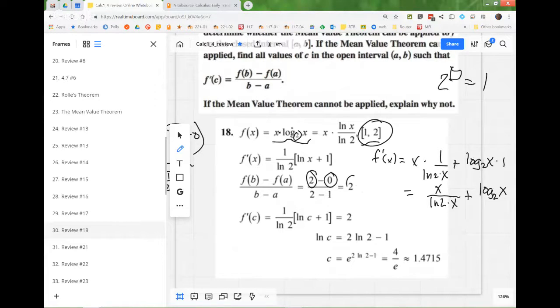And you can see, this is the slope that we have to set our derivative equal to. So then you set this whole derivative over here equal to 2, and you can wind up solving for x. Okay. So that's how that one works.